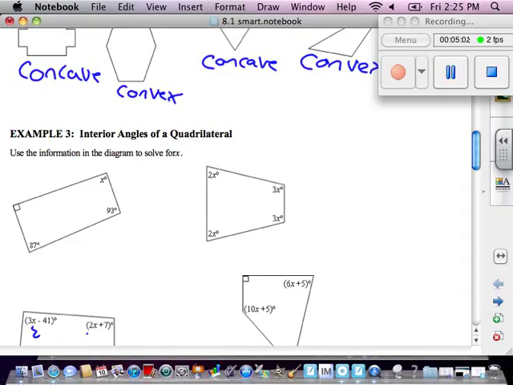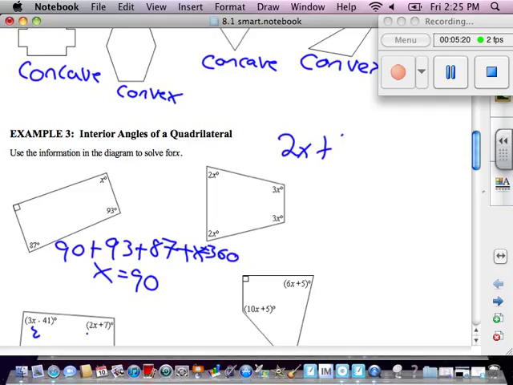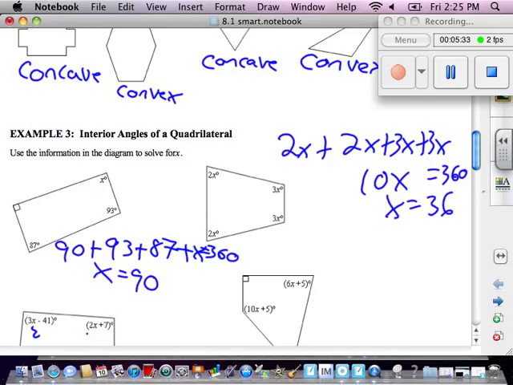Okay, if we want to figure out what x is, we simply do 90 plus 93 plus 87 plus x equals 360, and x is 90. For example, this one we would do 2x plus 2x plus 3x plus 3x equals 360. 2 plus 2 plus 3 plus 3 gives us 10x. x equals 36. How would I figure out what each of the angles were? You simply plug x back into each of these.